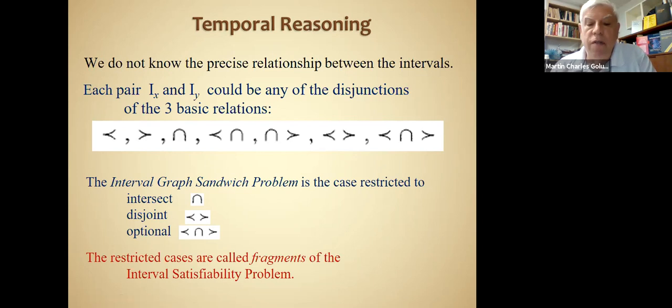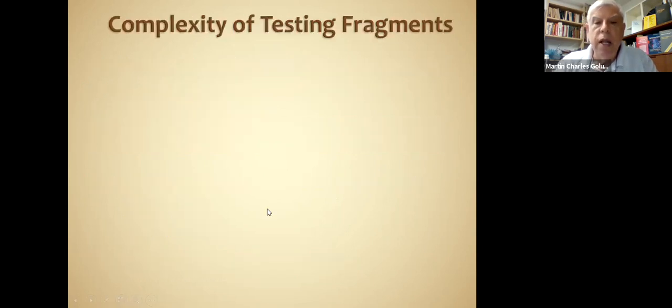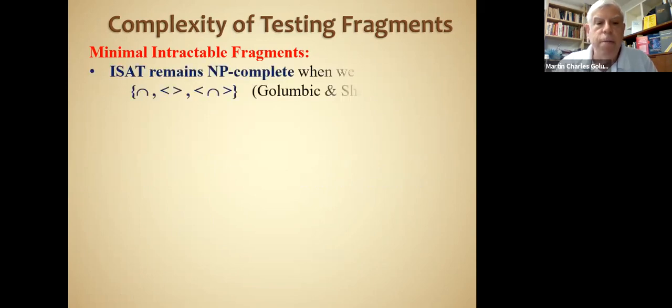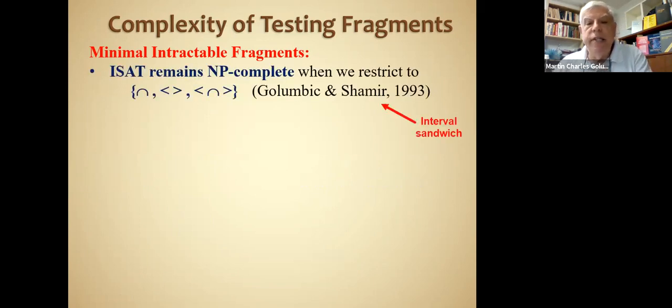This is an example of a fragment of the whole satisfiability problem with all possible disjunctions, all seven of them. And so we asked ourselves, what is the complexity of solving these satisfiability problems? As I said, the first example was this, where we're only talking about this fragment, which are exactly the cases of the interval sandwich problem, and the satisfiability problem is NP-complete for that.